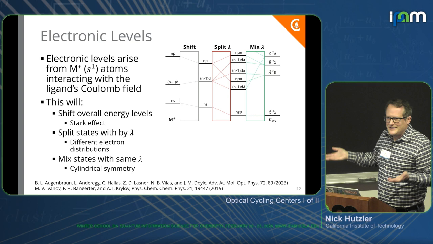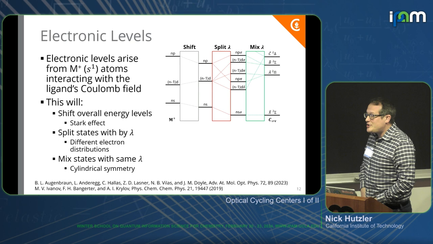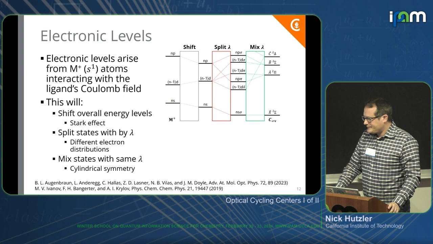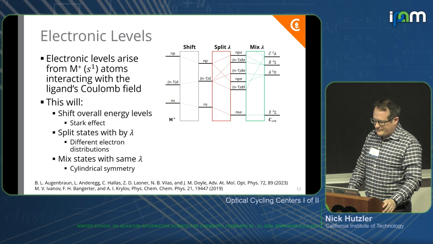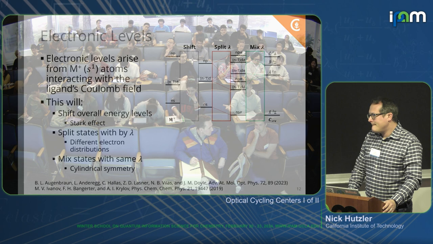But the notation to keep track of all this stuff is astoundingly complicated. So the tilde is just labeling. It has no physical significance. So it means that we're looking at a linear molecule with more than two atoms, right? Right. Yeah.